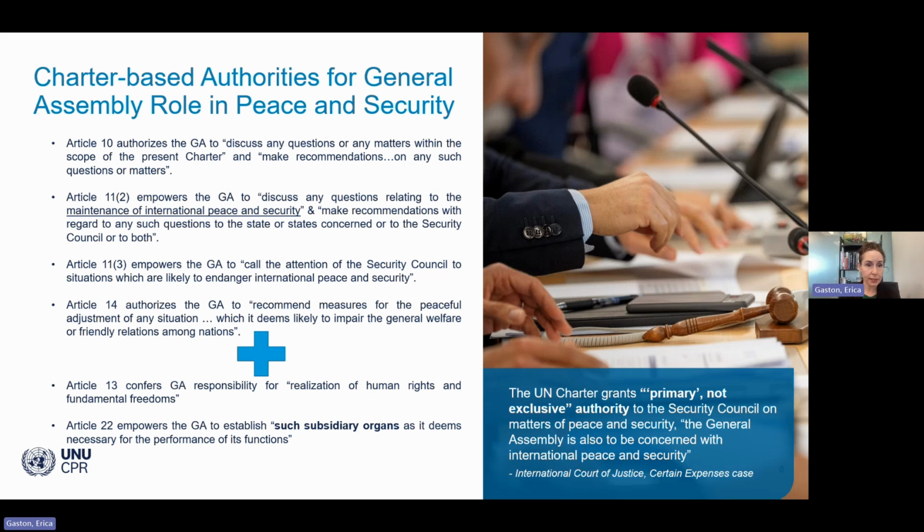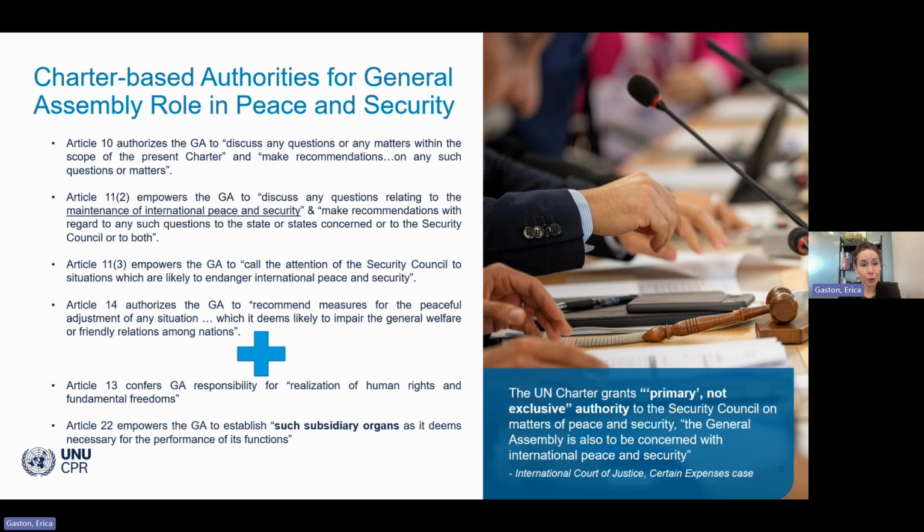So that's the core basis. There are limitations, and we have to be mindful of those as well. Article 11.2 demands that the GA refer to the Security Council action which is necessary. And that's really reinforcing that GA resolutions are not binding. They don't have coercive or mandatory authority. And so if mandatory or coercive action is needed, that should be referred to the Security Council.